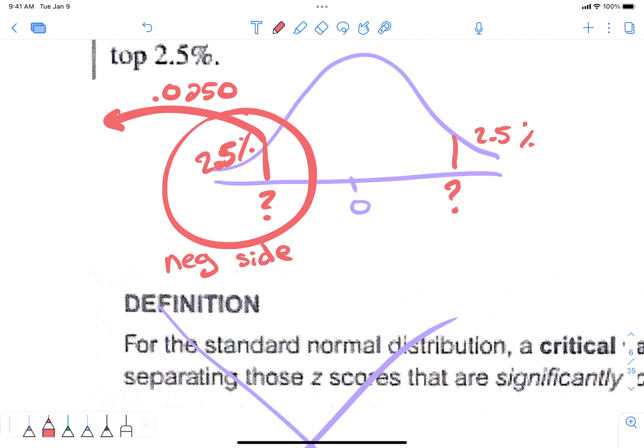0.0250. I think I find him exactly. Yeah, that's right. Did you find him? Nope. I know, it's so hard to see. I found it. Me too. Okay. Did you find it? Yep. What did you find? Negative 1.96.